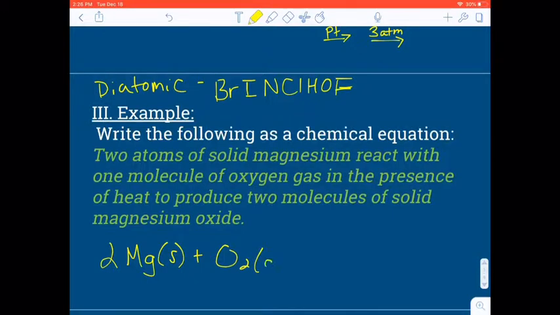Oxygen is in the gas form, and it reacts in the presence of heat. It's going to be producing 2 molecules of solid magnesium oxide. Remember, magnesium oxide is an ionic compound. So we've got Mg and O.